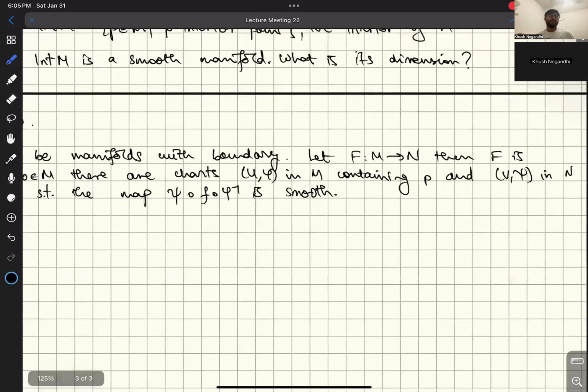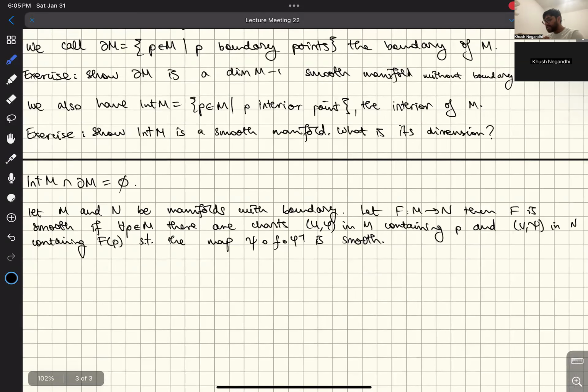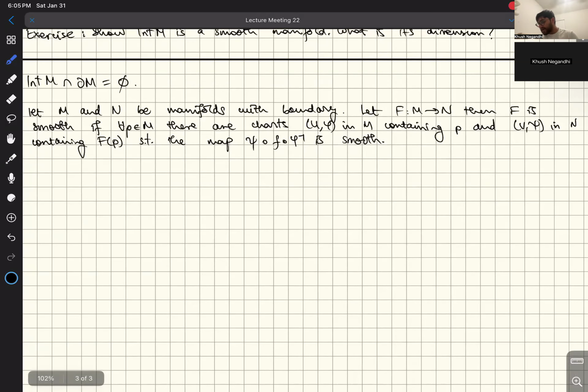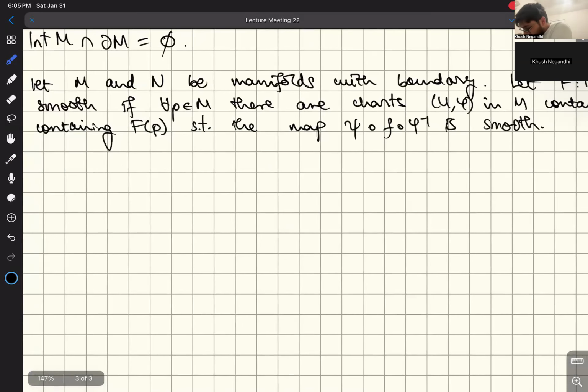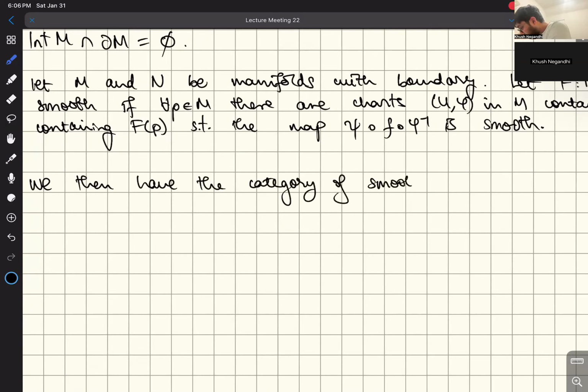In the usual sense, right? This is now smoothness of functions defined in real space. These could be defined on some open set relative to the upper half plane, but then we know how to define smooth functions there. Again, we say that we can extend it to some open set containing this other open set. So we can then define the category of smooth manifolds with boundary.